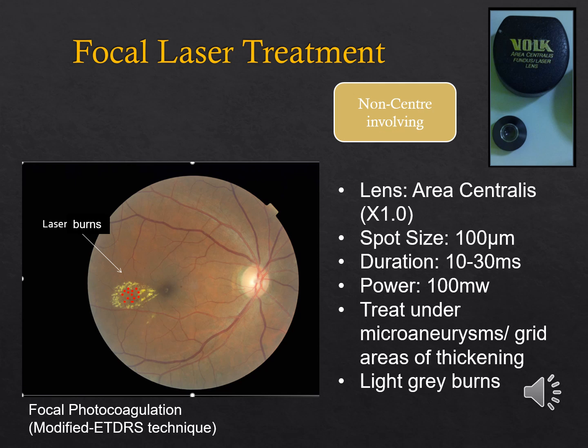This slide shows the parameters we would use when performing focal grid laser treatment. We would typically use the area centralis lens, which has a magnification factor of ×1. That means that the spot size is not changed by the lens magnification. The spot size would typically be 100 microns. Duration typically between 10 and 30 milliseconds. Power starting at about 100 milliwatts. This may need to be adjusted once the treatment is started to get a response on the retina.